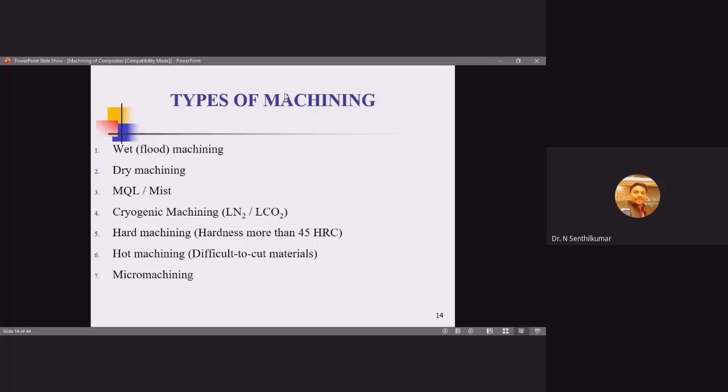Then we have micro machining, removing micron sized materials. Then we have nano machining. By using diamonds, they will be doing the machining process and the nano material will be removed. Atom by atom it will be removed.